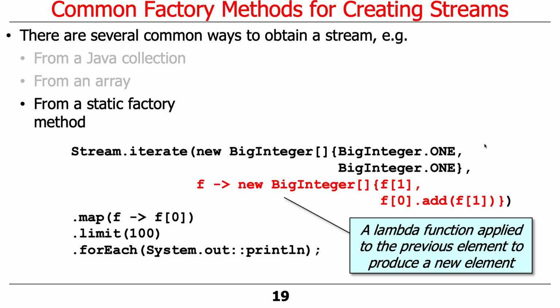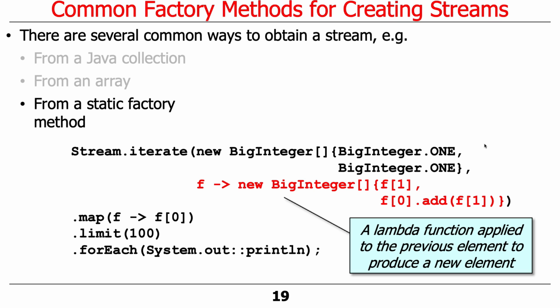So remember, f is going to be the array. I should probably have called it a, but I guess f is for Fibonacci. So Fibonacci 1, which in this case is initialized to 1. And then it creates a new second element in the array, which is Fibonacci sub 0, which started out as 1, plus Fibonacci sub 1. So you can see that this is going to basically generate the Fibonacci sequence.